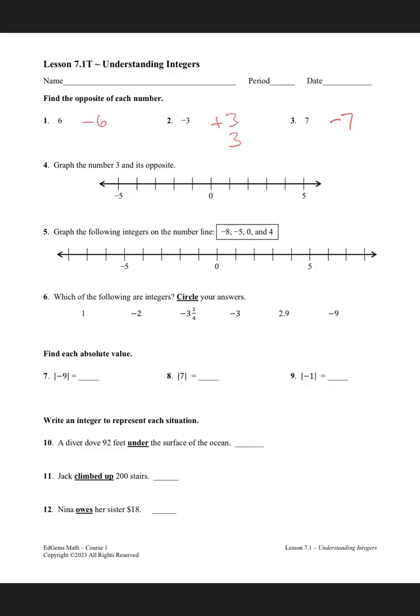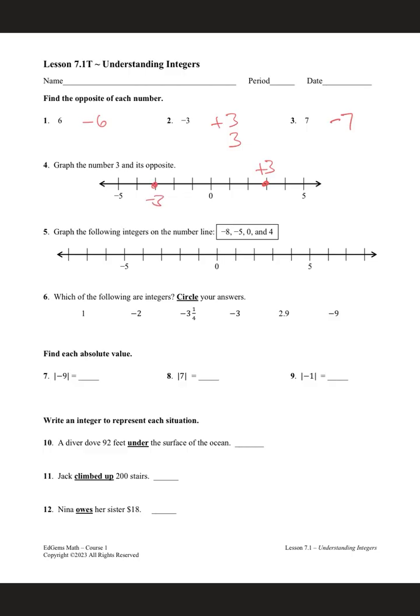On number 4, it says graph 3 and its opposite on the number line. So from 0, I'm going to go 3 to the right. 1, 2, 3. So that's +3. And then its opposite, which is -3. So from 0, I'm going to go to the left 3 spots. 1, 2, 3. So -3.